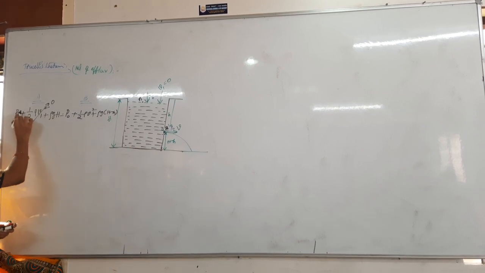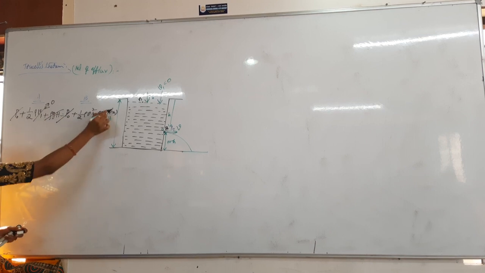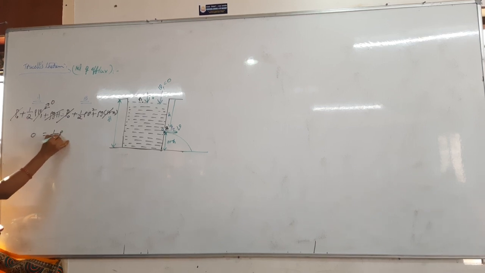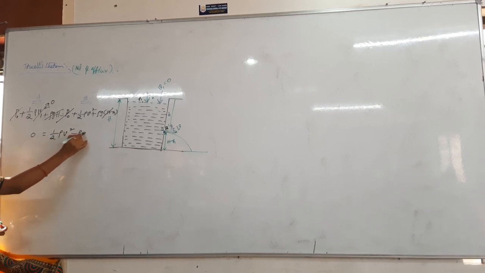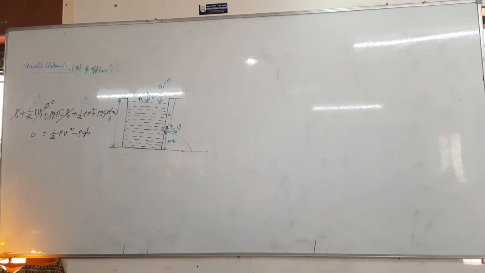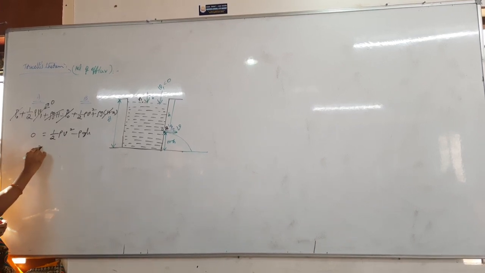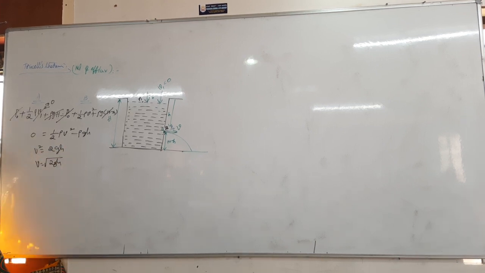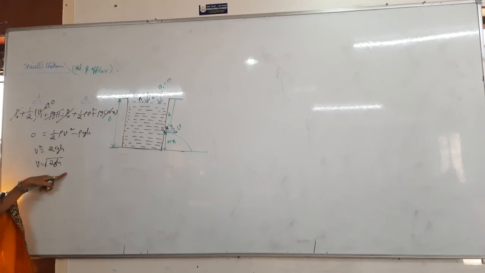Now in this, P naught gets cancelled. Rho gH and then rho gH also get cancelled. Then what is remaining inside? 0. Then what is there outside? That is half rho V squared minus rho gh. Clear everything? Then V squared is equal to 2gh, and then V is equal to the square root of 2gh. Rho gets cancelled anyway. So the velocity of efflux is nothing but the square root of 2g into h only.